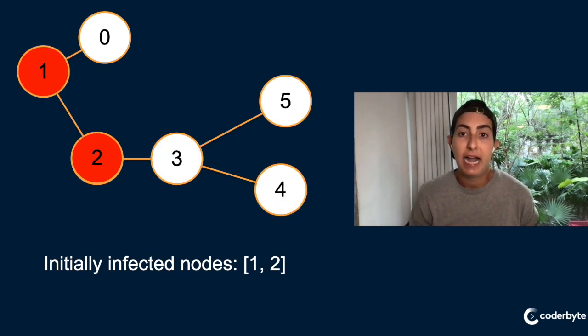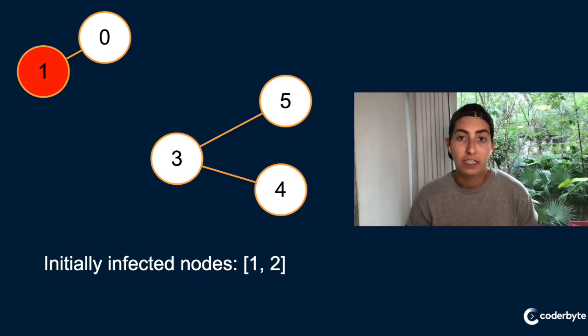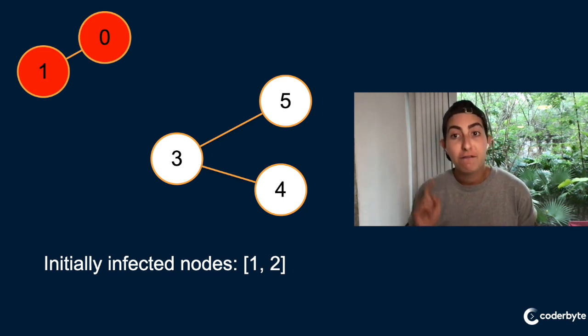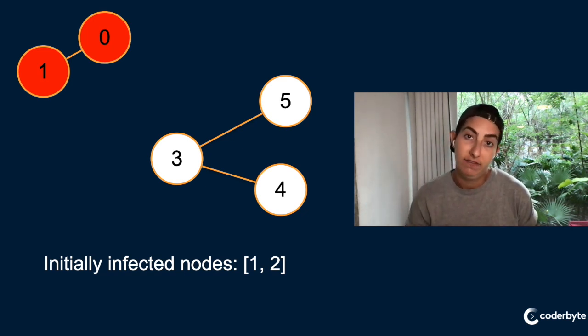Okay, so let's put it back to how we originally had it. What happens if we remove node 2 now? So let's watch. Okay, so node 1 is still infected, right? And then 0 gets infected. But 3, 4, and 5 don't get infected anymore because they're no longer connected to that initial node, right?